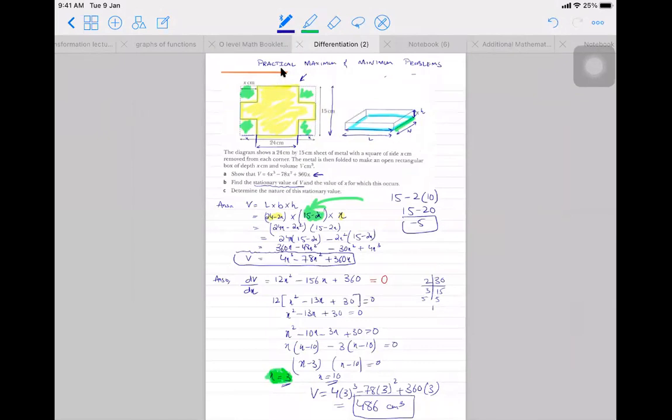Now, when x is 3, we know that the stationary value of the volume occurs at x equals 3. So what is that stationary value? In order to find the volume, I'm going to plug x as 3 into the equation of the volume to get the stationary value. 486 centimeter cube is the stationary value of the volume, and the value of x at which it occurs is 3.